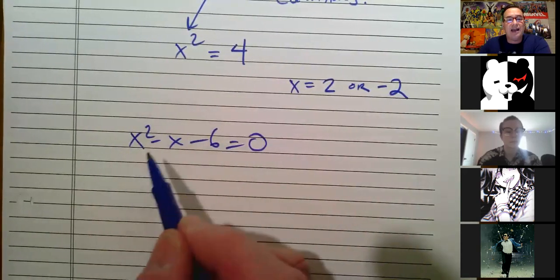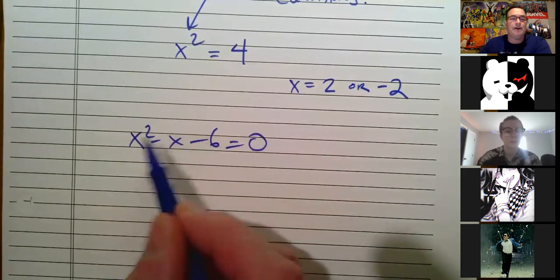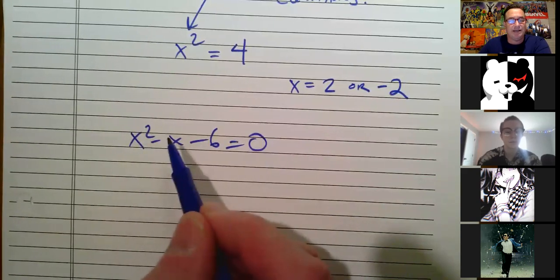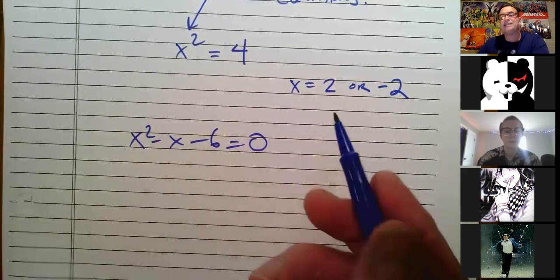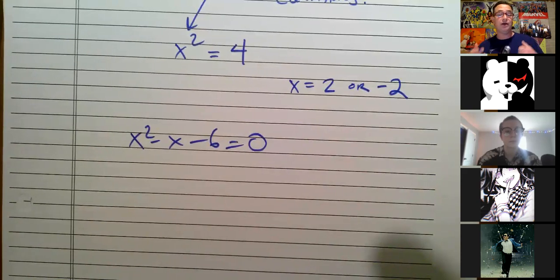If I'm solving that, there's more to deal with. You've got more moving parts. There's 2 x's at the same time. How do I handle that? And that's sort of where we're going to start with today.